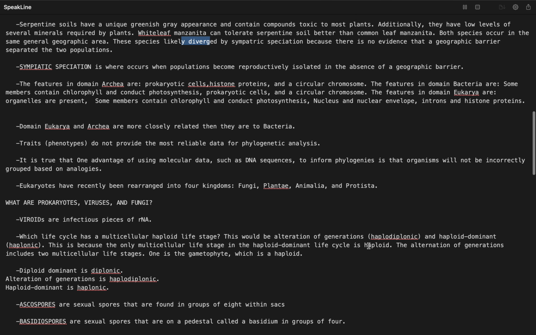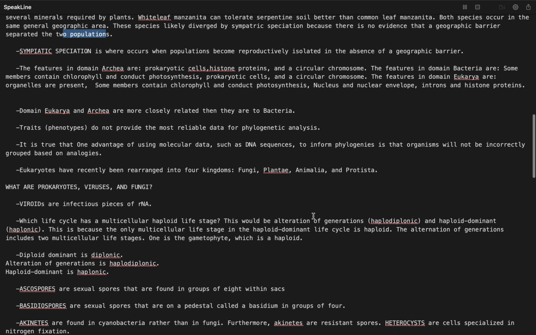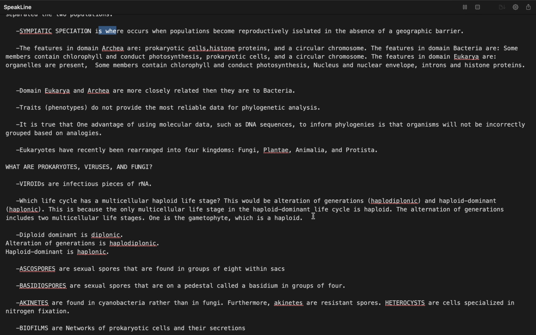These species likely diverged by sympatric speciation because there is no evidence that a geographic barrier separated the two populations. Sympatric speciation occurs when populations become reproductively isolated in the absence of a geographic barrier.